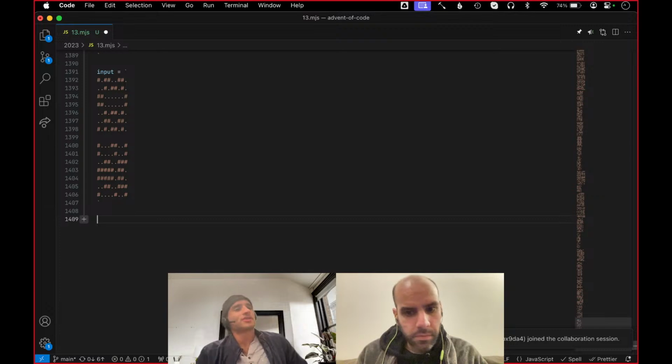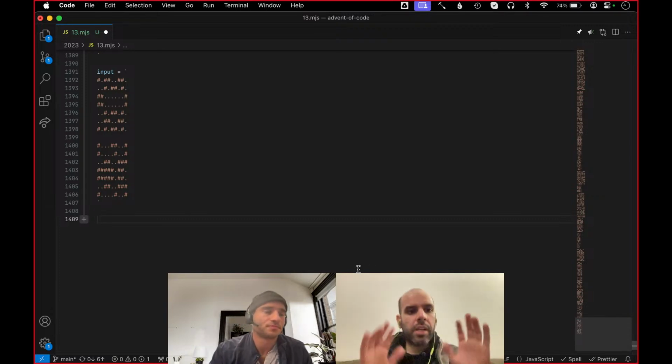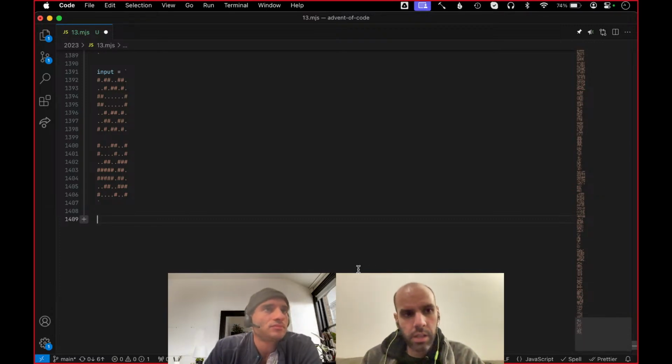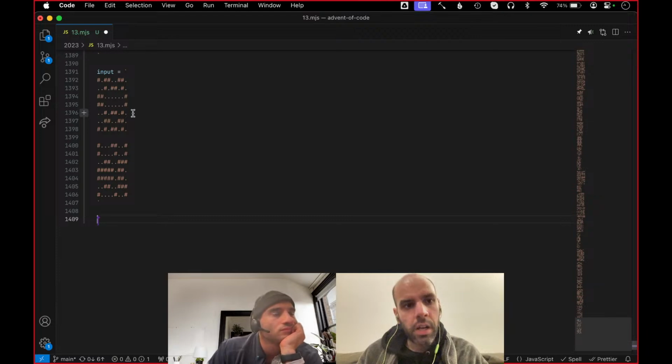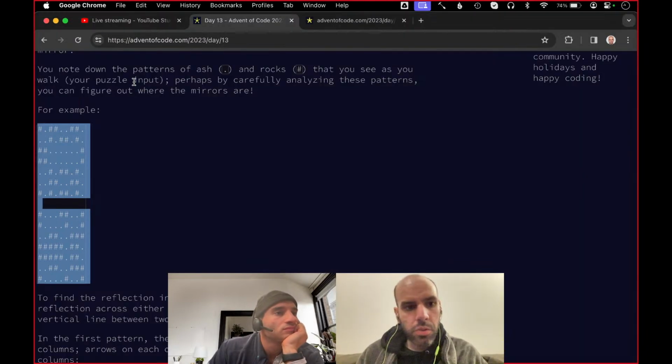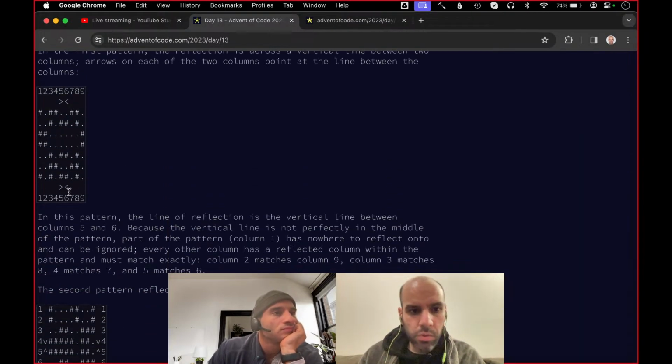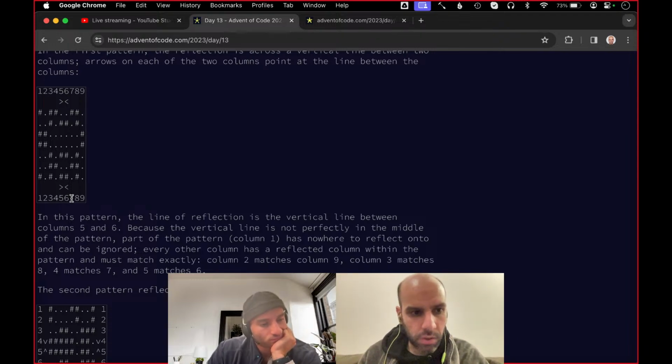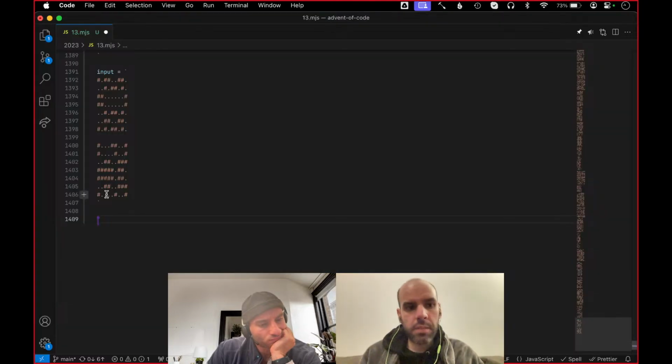Do you want to say what your general strategy is going to be? My general strategy is to simply look: is the reflection between lines 1 and 2? Is the reflection between lines 2 and 3? Is the reflection between lines 3 and 4? And so on. To detect a reflection, I will do what they are describing here. If I suppose that the reflection is between columns 5 and 6, I will check: is column 5 equal to column 6? Is column 4 equal to column 7? Is column 3 equal to column 8? And so on and so forth. Simple as that. Brute force, my friends, brute force.